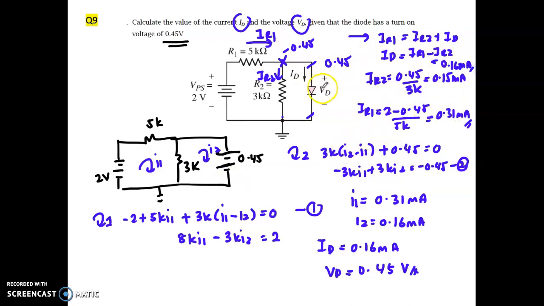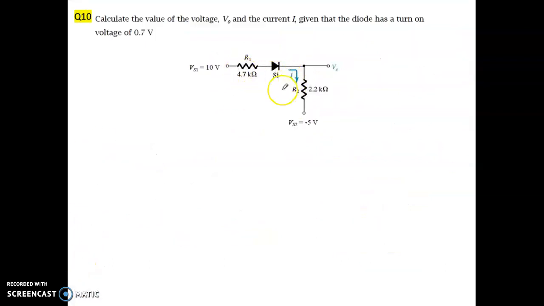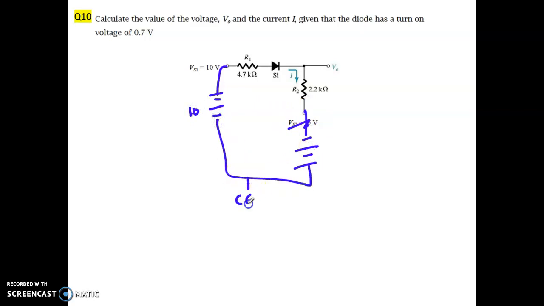So there are many ways to solve this question as long as you can get ID and VD. Please try by yourself to solve this. How are you going to solve this one? Again, you always complete the loop. So you become 10, and then here will become minus plus. This will be your common ground. So it's 5 and 10. You are going to replace this with 0.7 because this is a turned on circuit. Just draw the loop here. Try by yourself to solve this question.